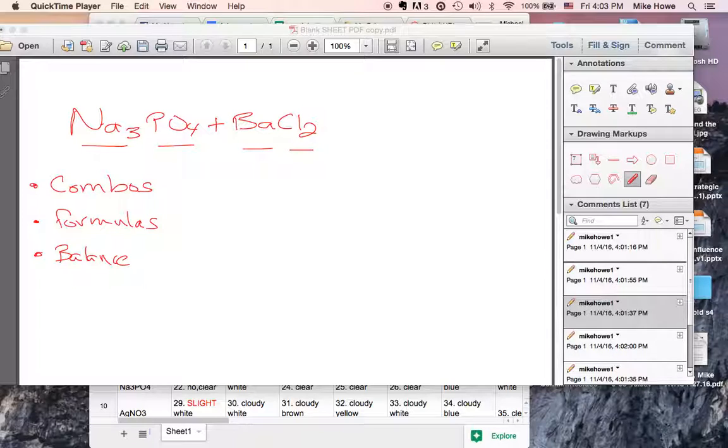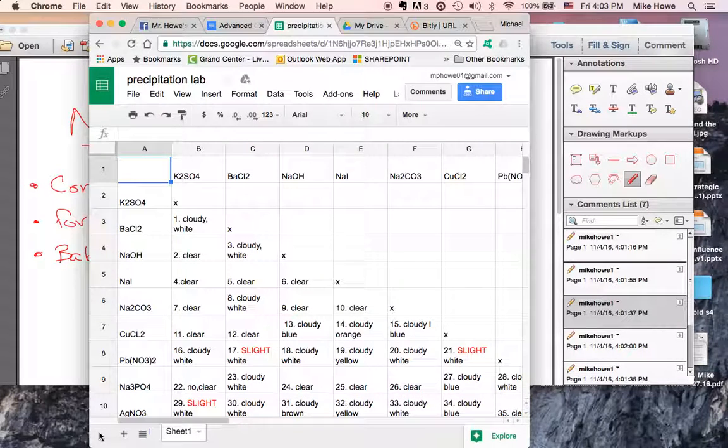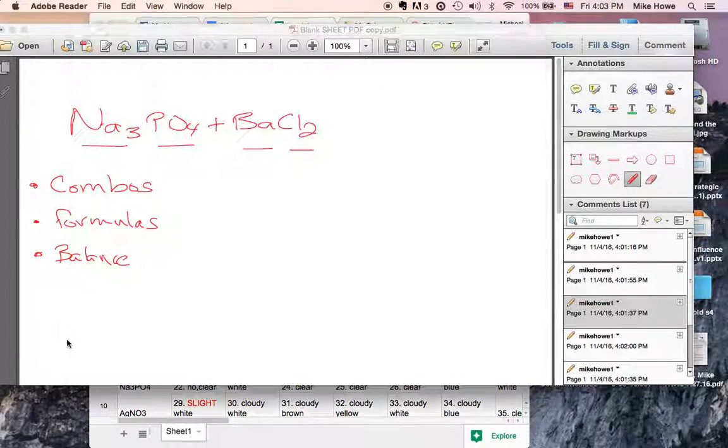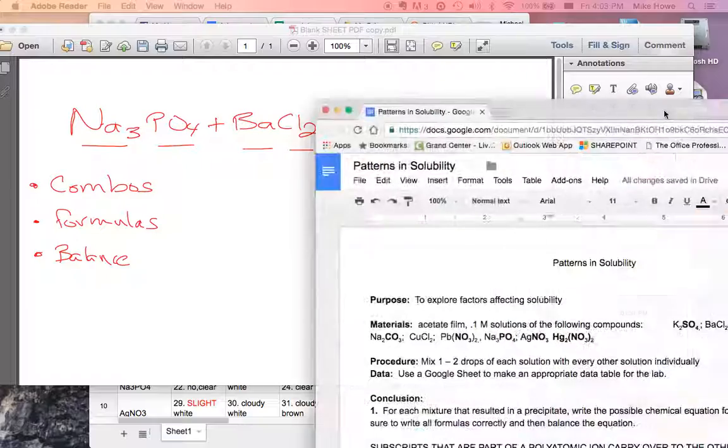I have here a copy of the lab data, which is underneath my board right here. And I'm going to write the equation for box number 23. Box number 23, you'll notice, has sodium phosphate and barium chloride. So the instruction number 1 on the lab handout is over here. Let me drag it in real quick.